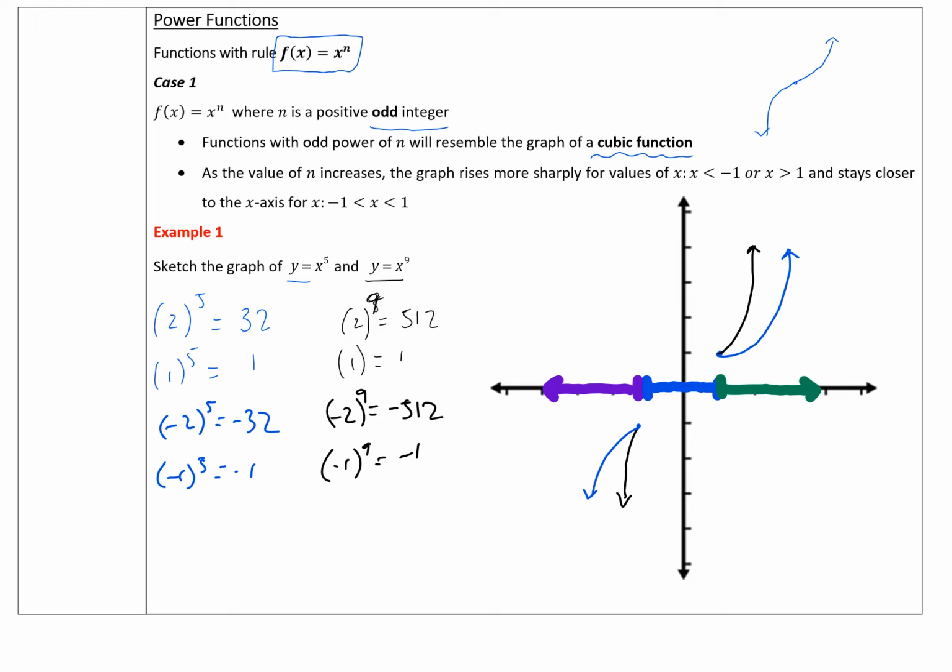So the question becomes, what happens inside this range of -1 to 1? Because if there's a point of intersection, it means that the lines had to have crossed over. So that means that here I'm quite a bit more flat.